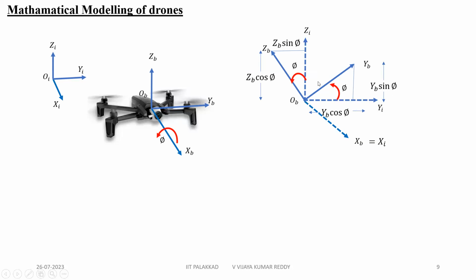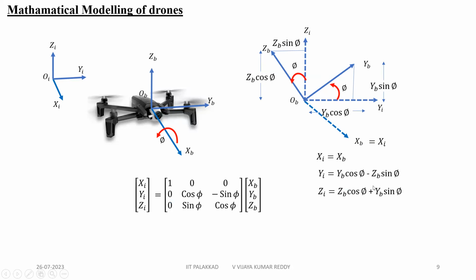I'm just projecting these vectors here, and I want to write the equations now. So xi equals xb itself, because I'm not changing anything in the xb direction, and yi becomes yb cos theta minus zb sin theta, and zi becomes zb cos theta plus yb sin theta. If you write these equations in terms of matrices, we'll get this form. These are vectors in the body frame, and these are the coordinates in the inertial frame. That means if I have a vector with respect to the body frame and I multiply it with this matrix, I will get that same vector in terms of the inertial frame. That's why we call this a rotation matrix. So I'm rotating my vector.